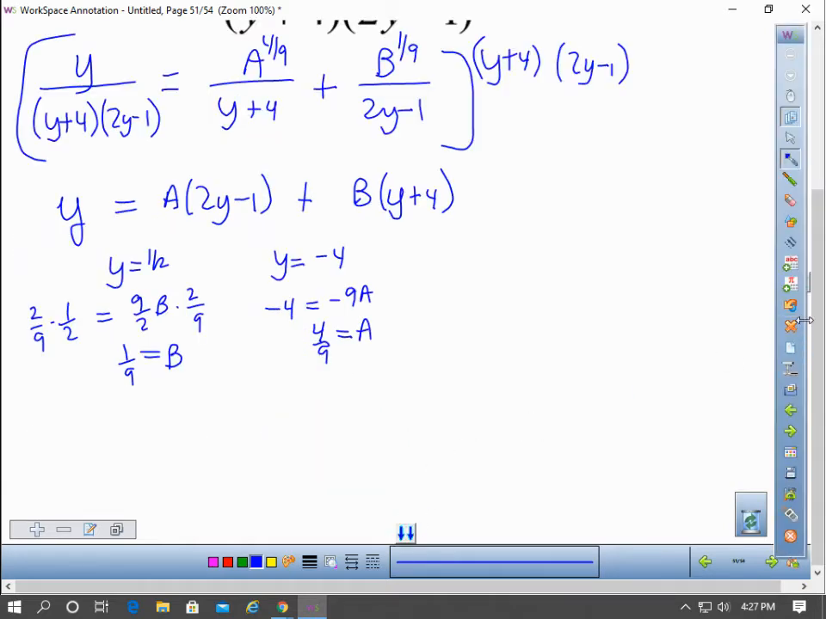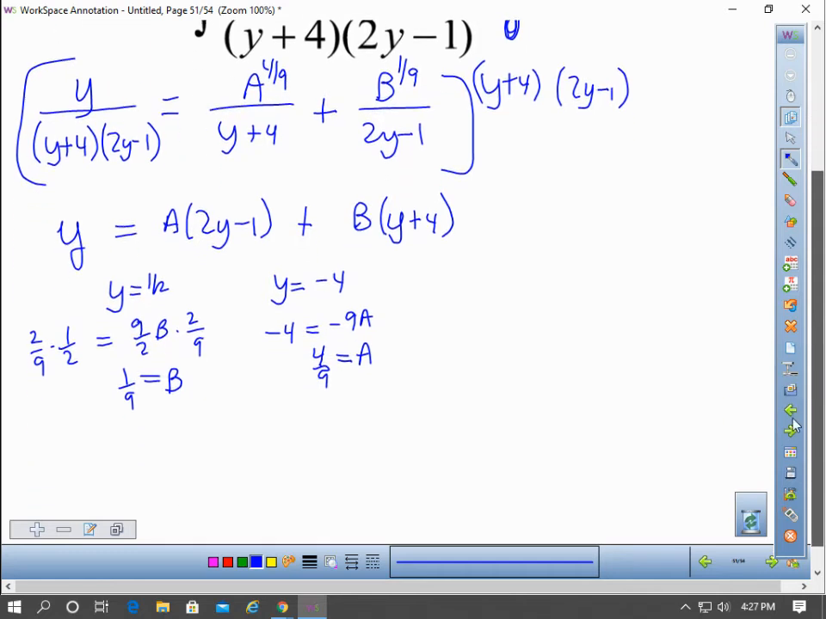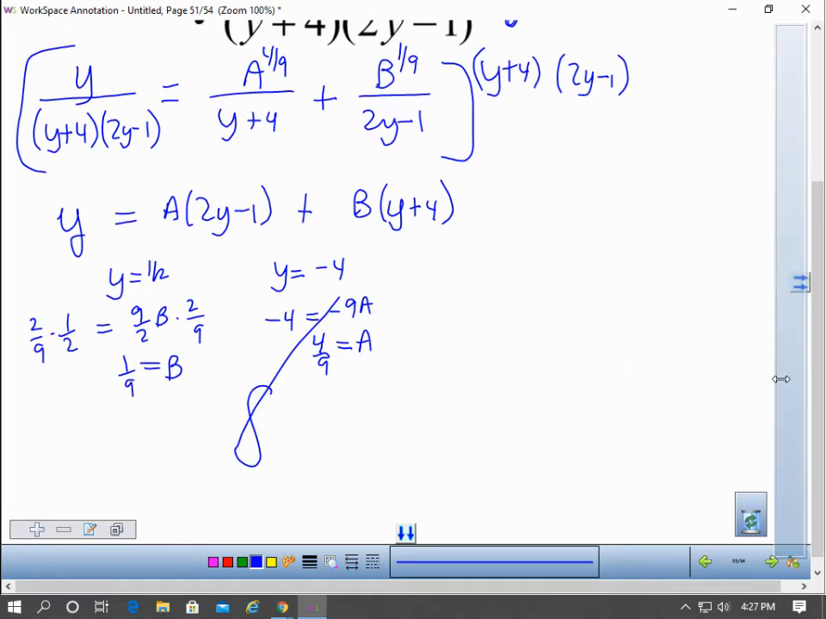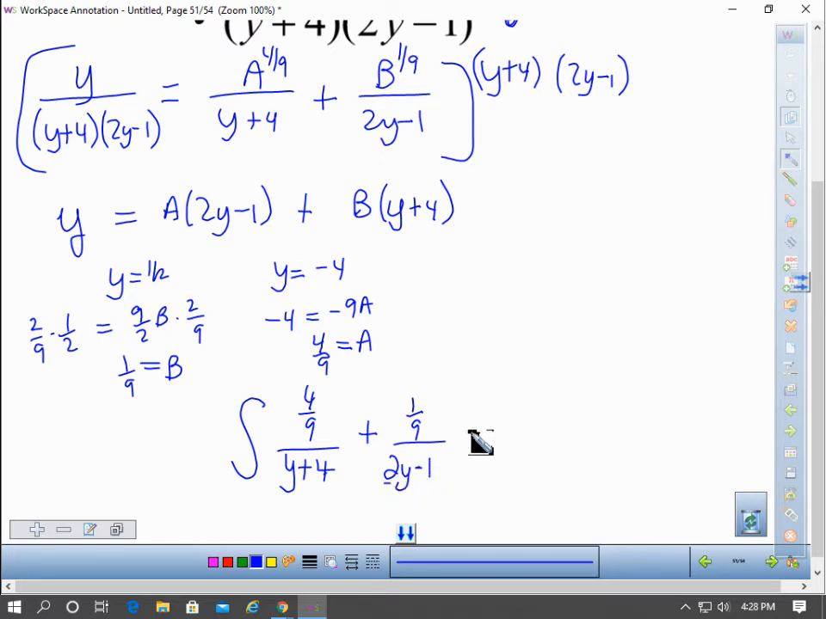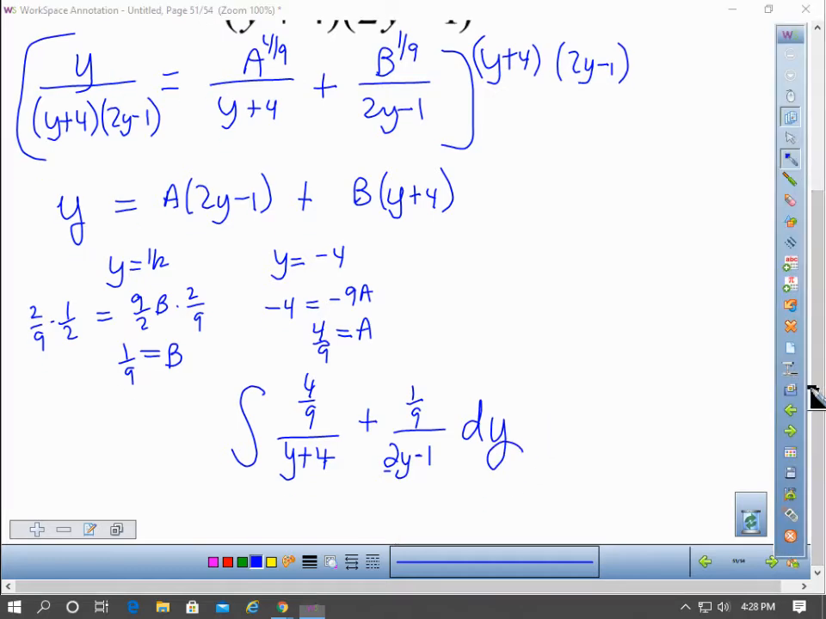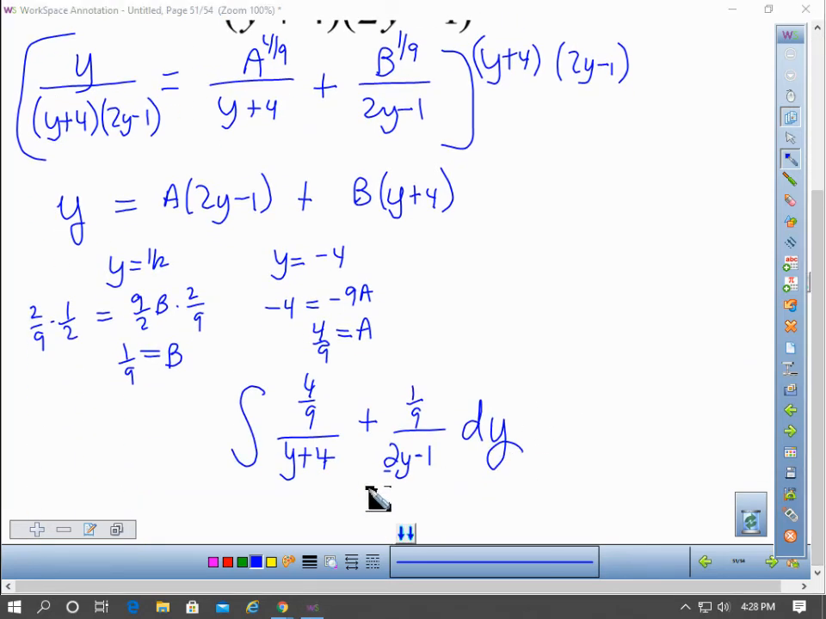So the problem we have at this point is we are replacing this factored problem with the partial fractions. So my integral is now going to be 4/9 over y plus 4, and then plus 1/9 over 2y minus 1. And that's the one we got to be careful of because it has a coefficient. And then that'll be dy because we were in terms of y, so this problem needed to have a dy on it.